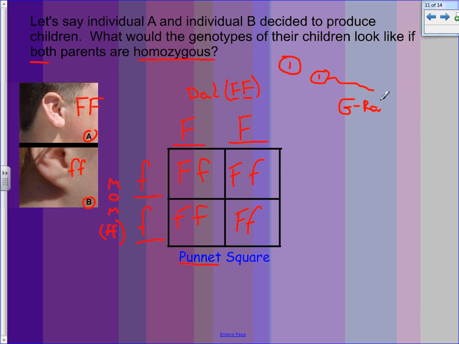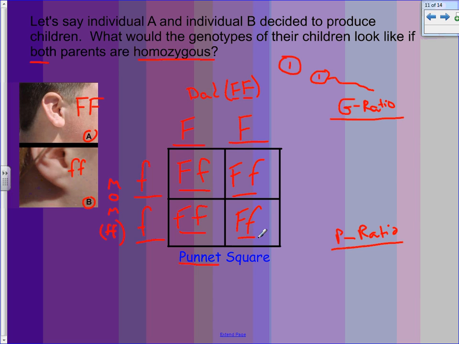So this one is really easy. Big F, little f. Think about what a ratio is for math. We've got 4 out of the 4 kids are big F, little f. So we could write that as either, 4 out of 4, or sometimes it's easier to do percentage. So this would be 100% of the offspring should be big F, little f.